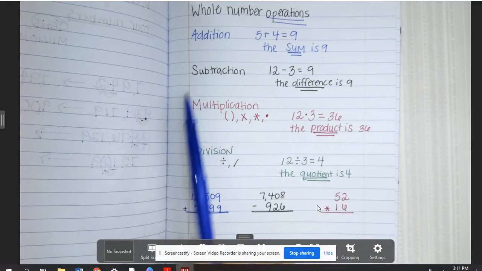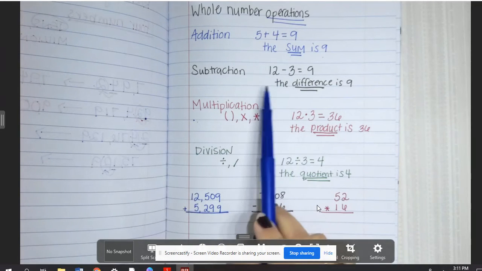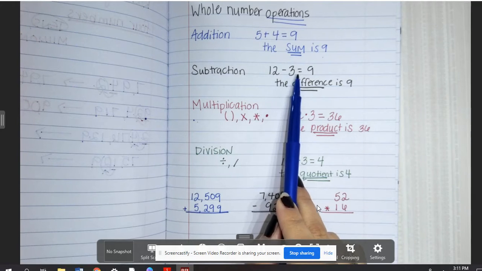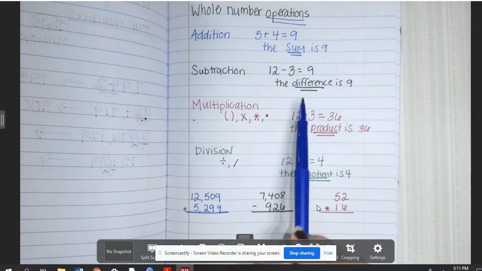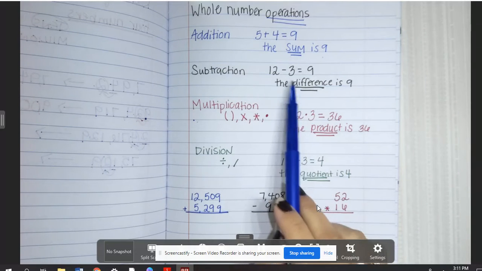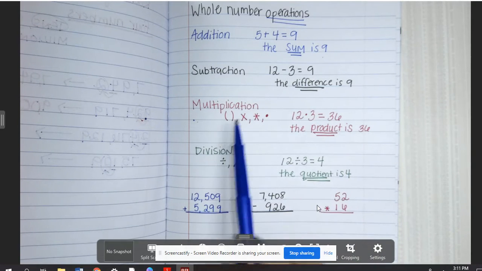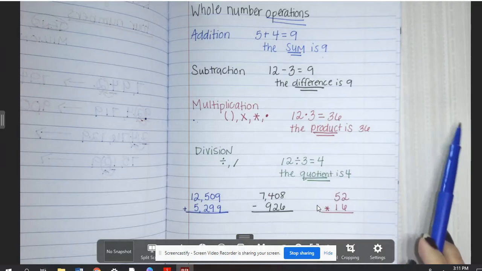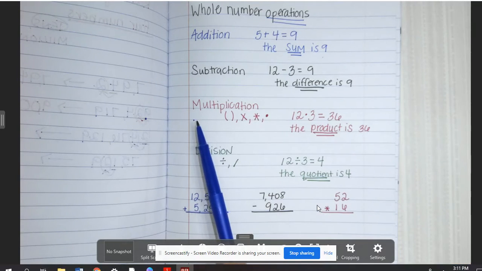Then the next one we have is subtraction. So here's an equation. I have 12 minus 3 equals 9. Now the answer to a subtraction problem is going to be the difference. So the difference is 9. The next one we have is multiplication.